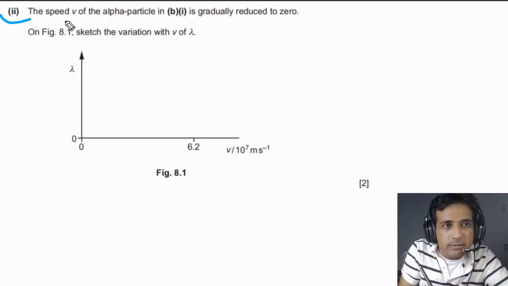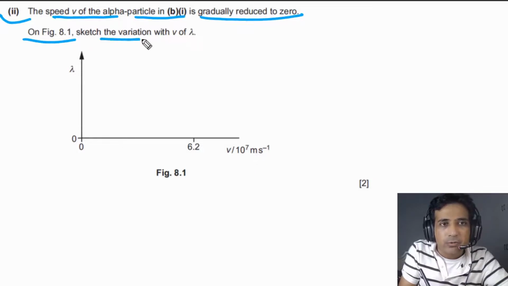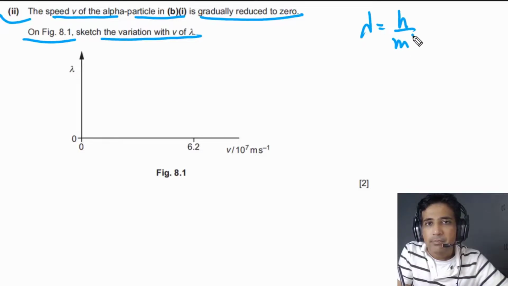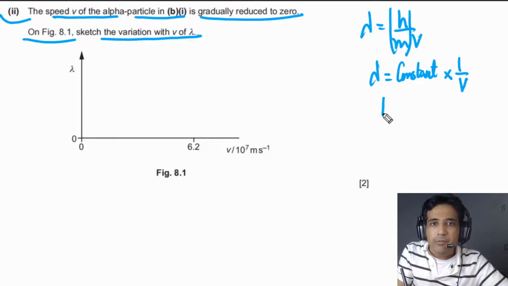For the second part, it is given to us that the speed v of the alpha particle in B1 is gradually reduced to 0. On figure 8.1, we need to sketch the variation with v of lambda. We have already discussed in this case that lambda is equal to h over m times v. But in this case, h is constant and the mass of the particle is also constant. So simply we can replace these two quantities with one constant. So we can say lambda is equal to constant times 1 over v. From here we can write down that lambda is inversely proportional to the speed of the particle.